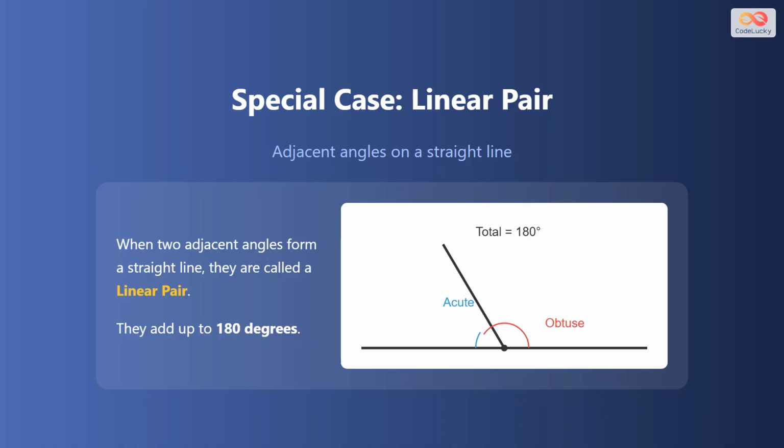There is a special type of adjacent angle called a linear pair. This happens when the two side-by-side angles form a perfectly straight line. Because a straight line is 180 degrees, these two angles will always add up to 180 degrees.